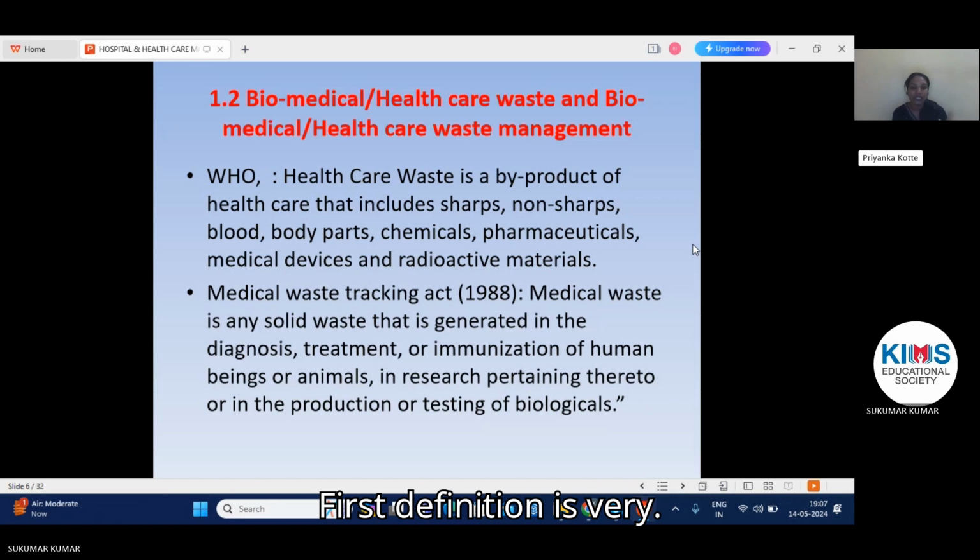First definition is very general, that it's a byproduct of the healthcare. Okay, and it gives the different classification or different materials that we produce. Whereas in the second definition, we can see what healthcare includes. Okay, it includes diagnosis. What does it mean by diagnosis?